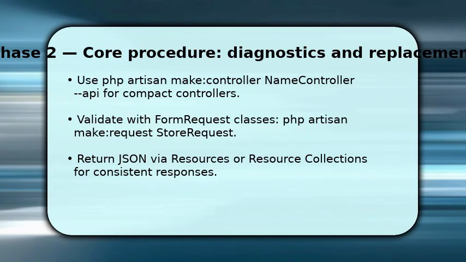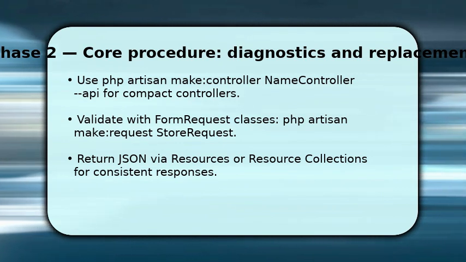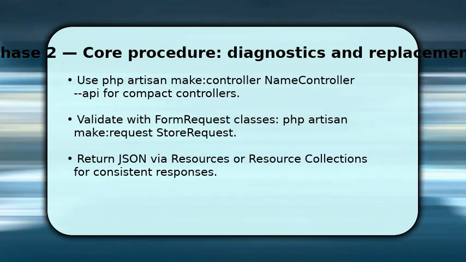Next, validate input with form request classes to separate concerns and protect models. Then format output with API resources or collections to keep responses consistent for clients. Make sure to handle HTTP status codes explicitly and log errors so you can trace issues during integration or testing.